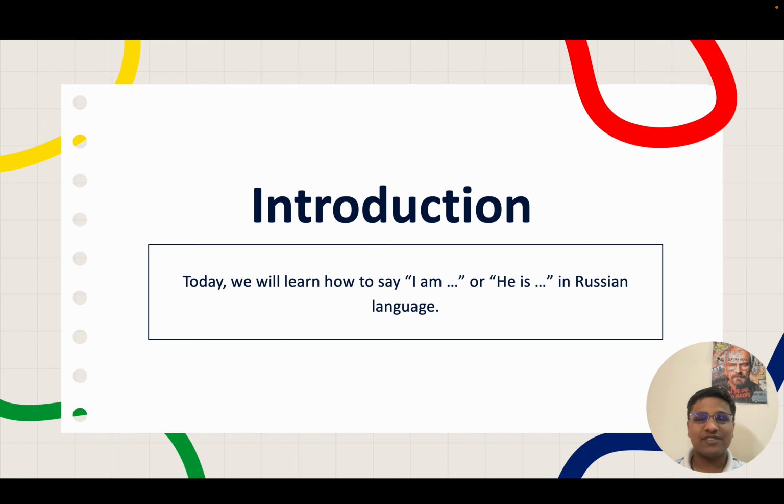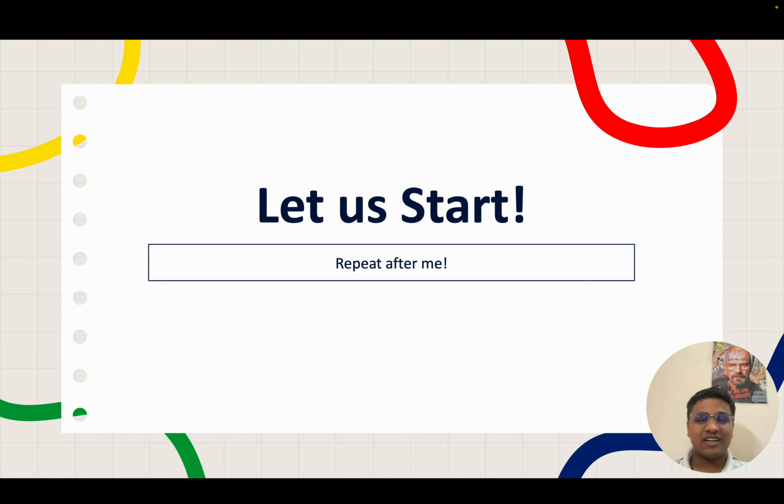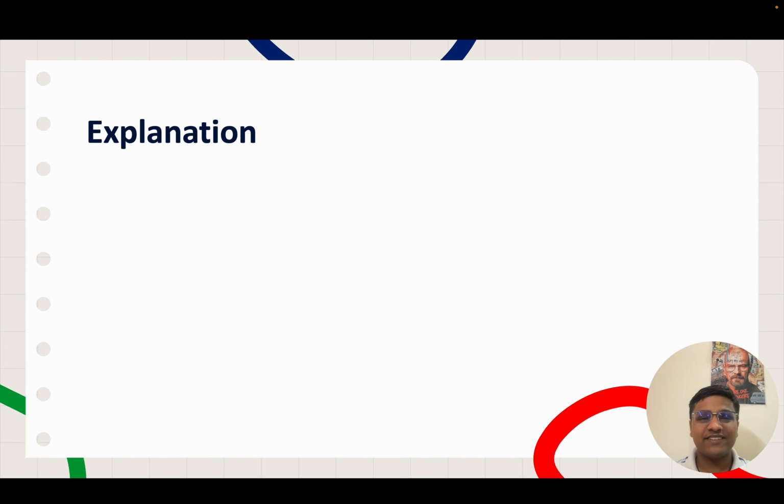Today we will learn how to say sentences like I am a student or he is a student in Russian language. So let us start without any delay. Repeat after me. In Russian language, we don't often use the word is in the present tense.